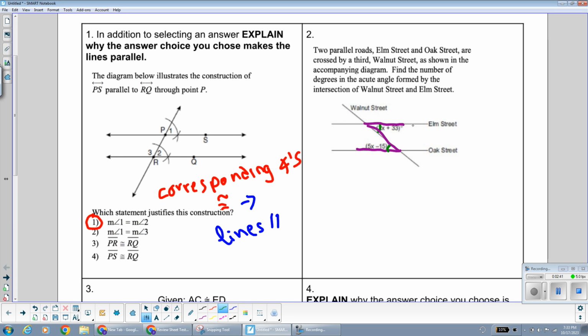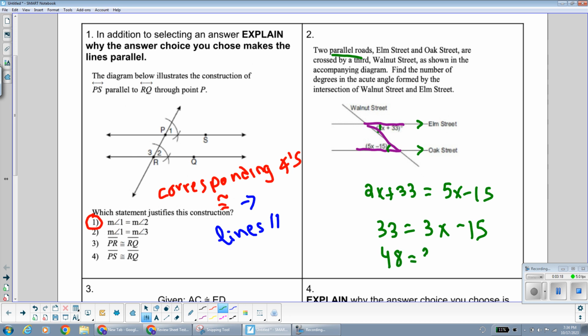And these are streets, and it does say that they are parallel to each other. So I'm going to put that in the diagram. And since we do know that we have parallel lines, we know that the alternate interior angles are congruent. So we know that the two angle measurements are equal to each other. So that would be 33 is equal to 3x. I just subtracted 2x on both sides. And then I'm going to add 15 to both sides. That is 48 is equal to 3x.